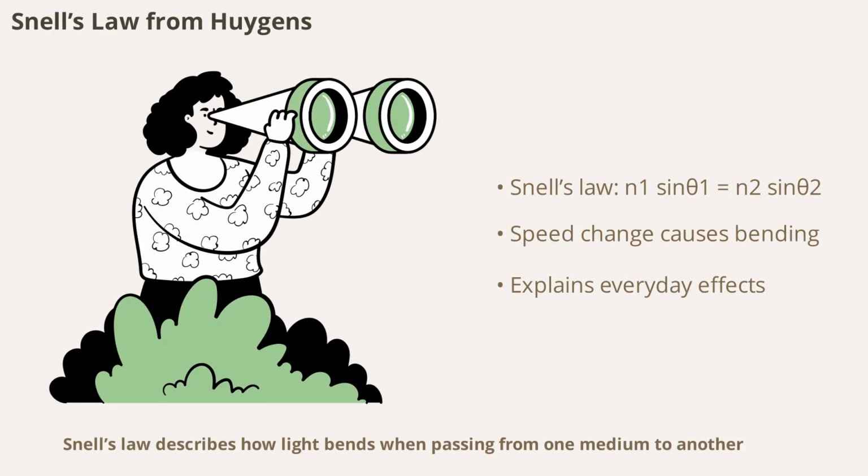Snell's law describes how light bends when passing from one medium to another. Using Huygens' principle, we see that the change in speed causes the wavefront to change direction. The ratio of the sines of the angles of incidence and refraction equals the ratio of the speeds in the two media. This law is fundamental in optics and explains everyday phenomena like the bending of a straw in water.